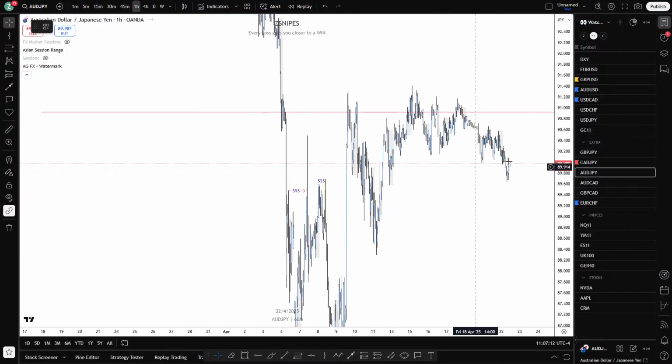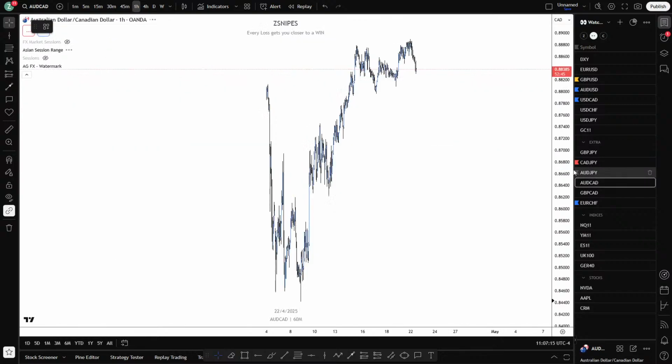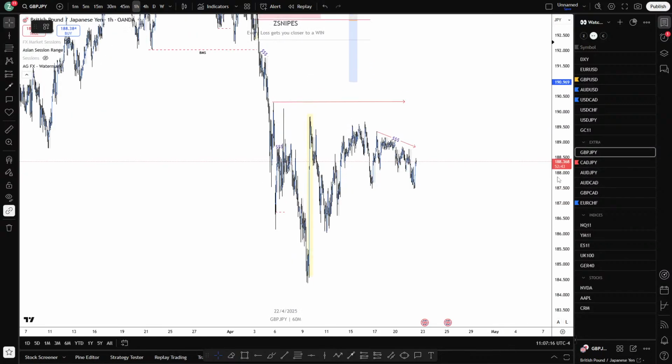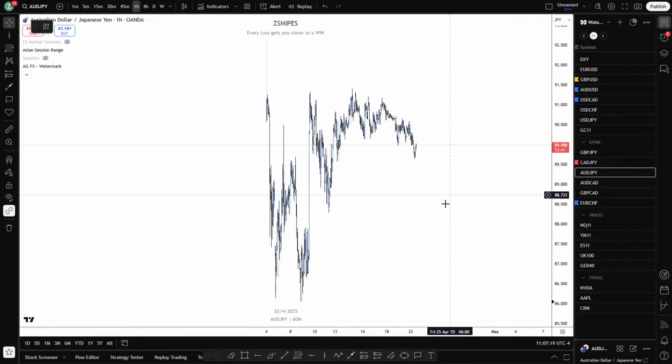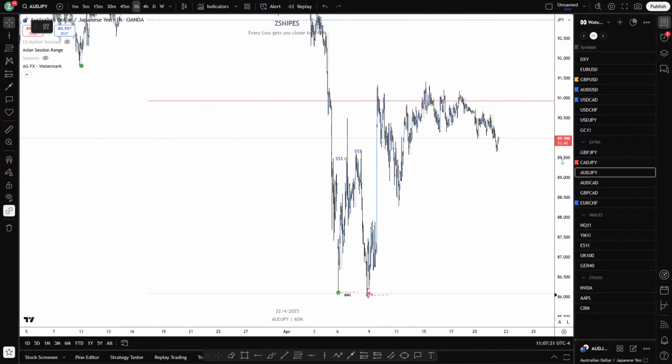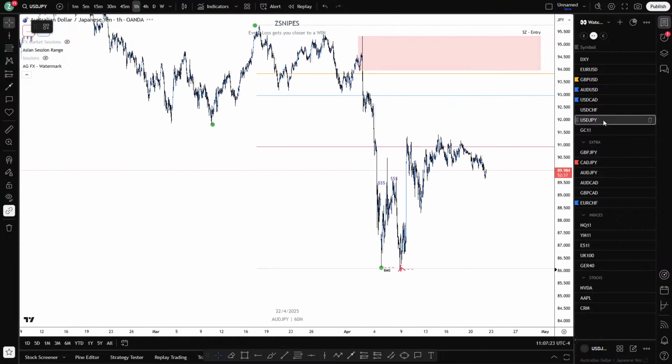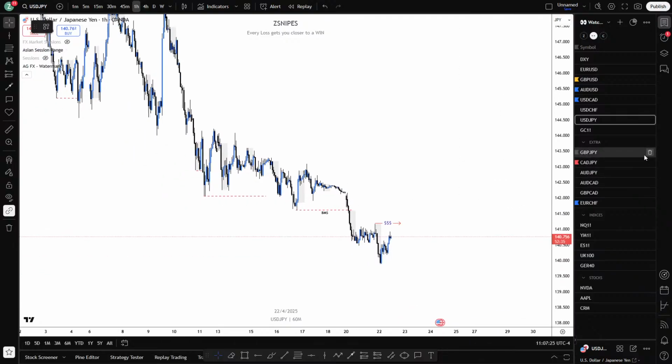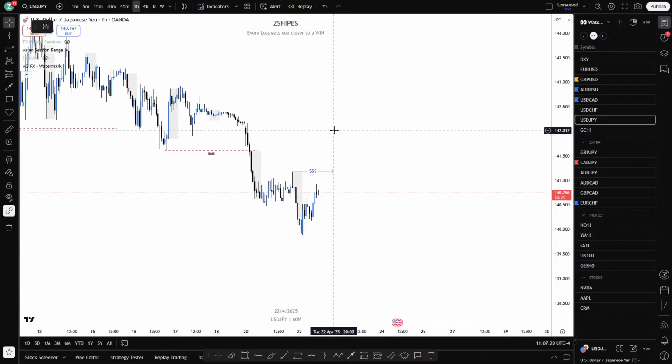I'll leave CAD JPY alone for now. Yeah, JPY pairs, I'm not gonna lie to you, the JPY pairs have not been nice to me recently. I don't know what's going on. It's either they're stopping me out or they're missing my entries.